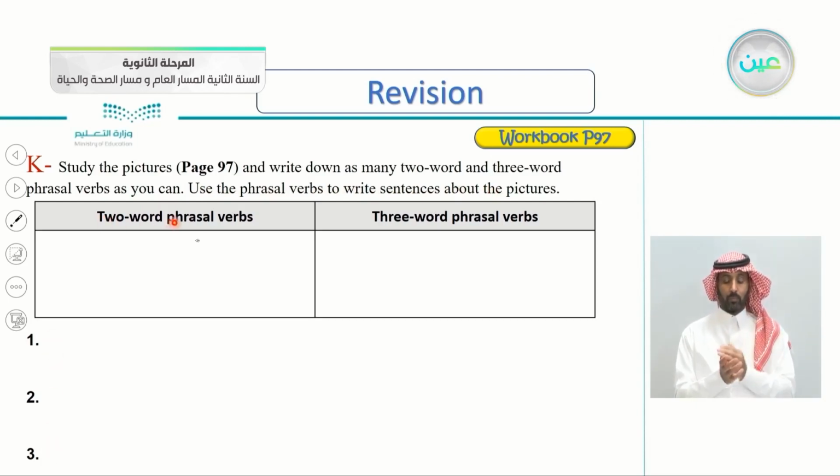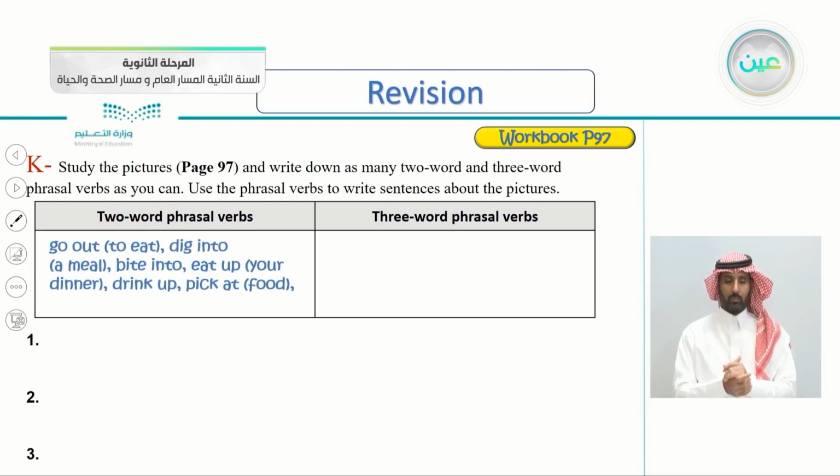So the 2-word phrasal verbs here. Can you write 2-word phrasal verbs from the picture? So let's see together what I've written here. Go out, meaning to eat, of course. Dig into a meal, which means you're going to eat now. Bite into, eat up your dinner. Drink up, pick at, of course, referring to food here. So these are some of the 2-word phrasal verbs that I came up with from the pictures.